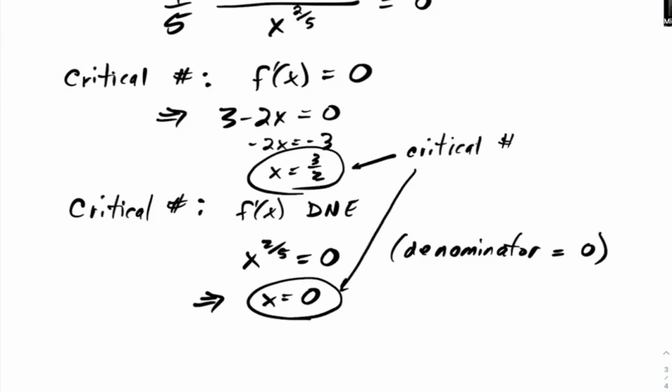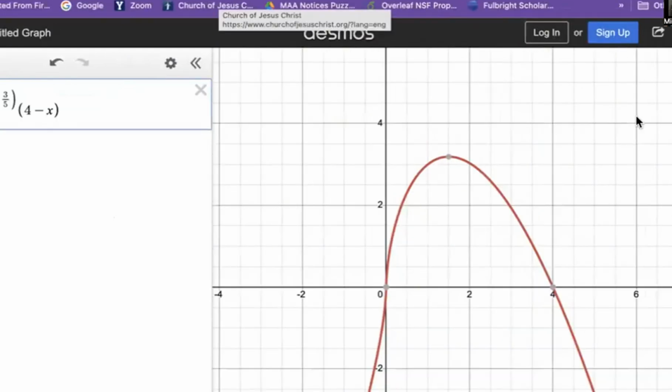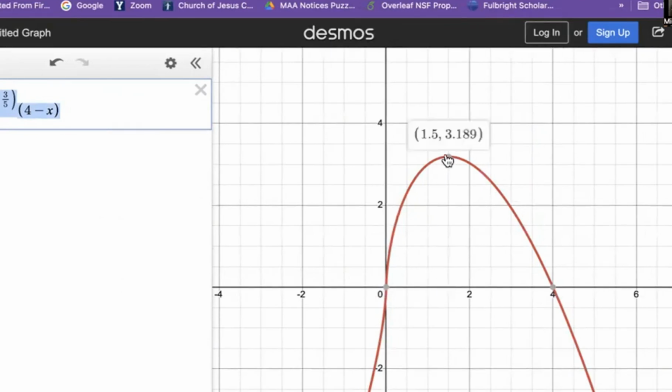And let's again look at Desmos here and see what this function looks like. Okay, so here's the graph of the function. The original function had x to the 3/5 times parentheses 4 minus x. There's the graph. So what's happening at the critical number x equals 3/2? Well, x equals 3/2 is here. 3/2 is the same as 1.5. I have a local max there, which is also an absolute max from what I can tell in this function.